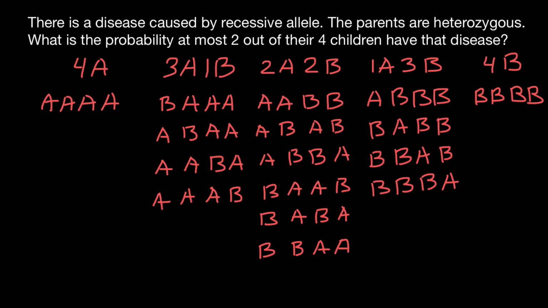Now let's pay attention to our problem. What is the probability that at most 2 out of the 4 children have the disease? It doesn't mean 2 out of 4 exactly, so you have to pay attention to at most. What does it mean? It can also be 1 child, so 3 healthy and 1 unhealthy. It can be 2 children, but it cannot be 3 unhealthy children. We do not account for this probability and this.